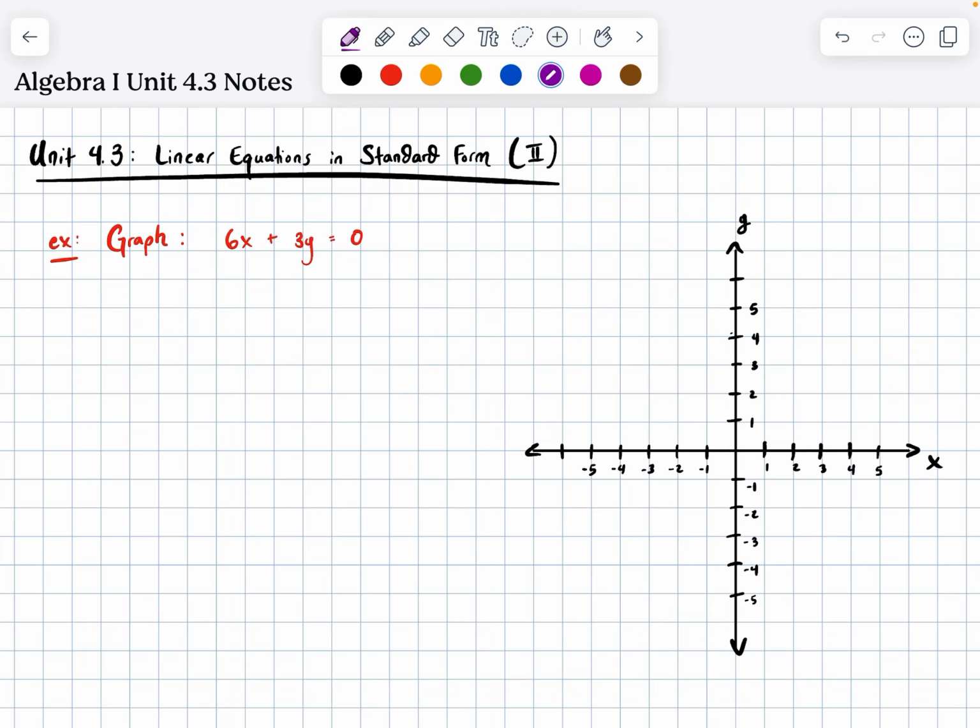But first, let's take this equation just to make sure we feel really good about graphing. 6x plus 3y equals 0. Let's find a couple of ordered pairs that need to live on our graph and build the graph of our equation. Go!